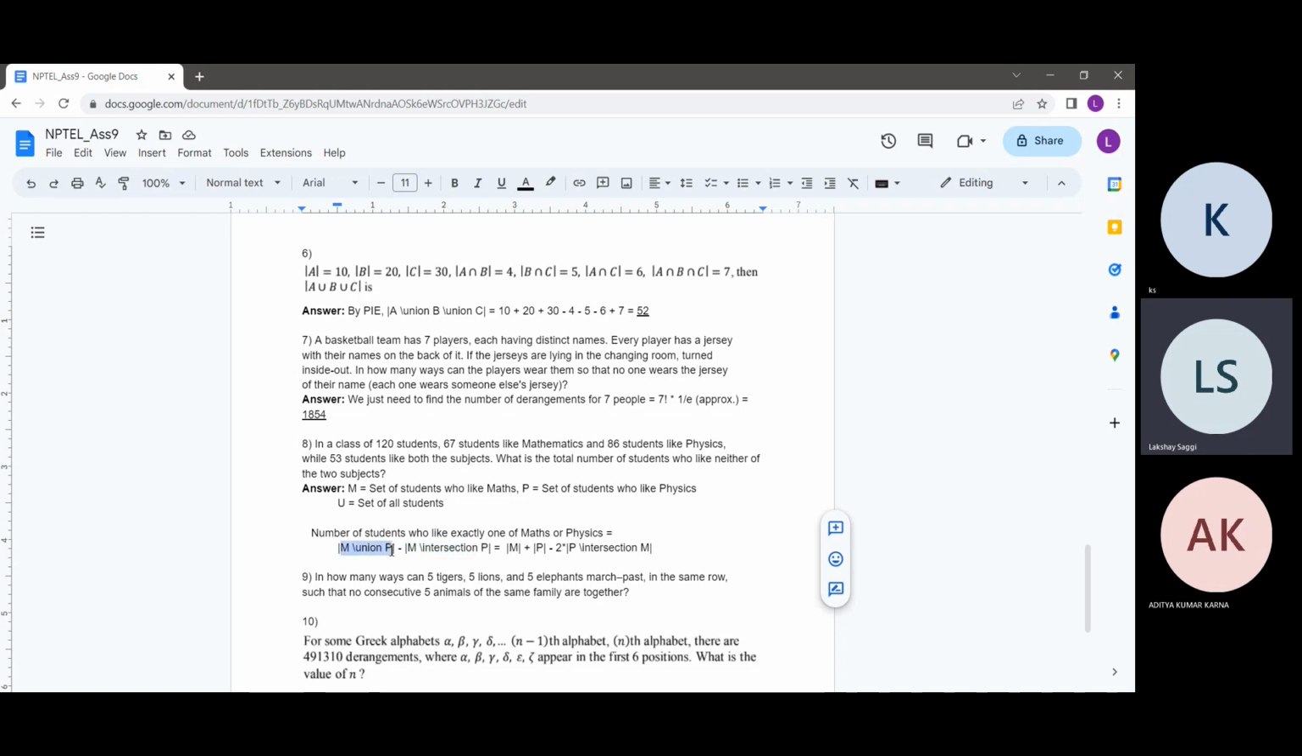So putting the value of M union P as M plus P minus M intersection P, I get one more M intersection P from here. So that I'll get M plus P minus twice of M intersection P. So I hope I'm clear. M plus P will be like 67 plus 86.